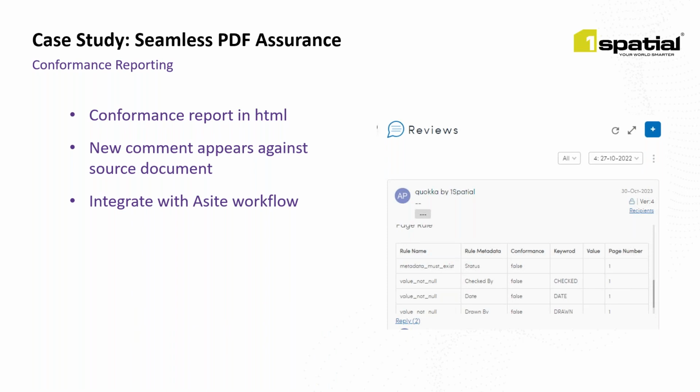In this case, we are taking the assurance reporting, and the way we've handled this is to work using ASITE's messaging system. We use ASITE's API to create a comment message. These are then added directly against the document itself, and can be used to notify relevant parties or directly integrate with that CDE's own workflow process.